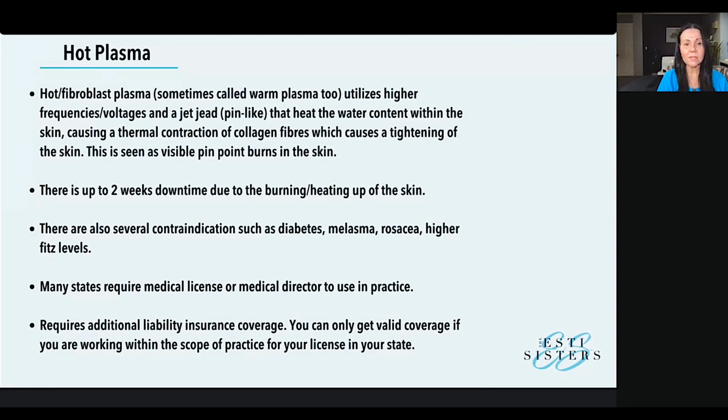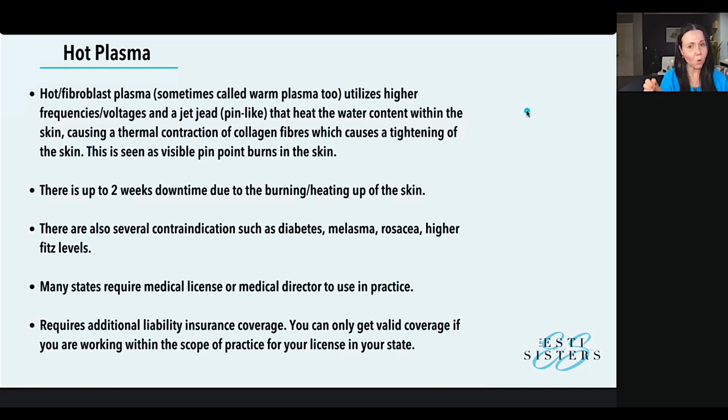Okay, now I want to talk a little bit about hot plasma versus cold plasma, because this is the one that's been most known in the United States, and it was called fibroblast plasma. So a lot of you would know it as that. And sometimes you'll hear new companies trying to get into the market talking about warm plasma, meaning that it has a less ablative nature, less burning, fewer issues with the skin than fibroblast plasma.